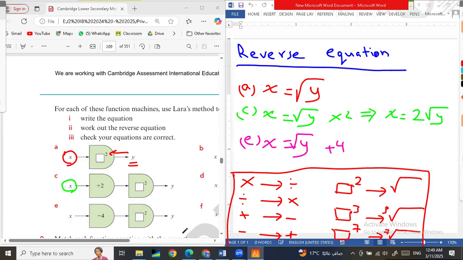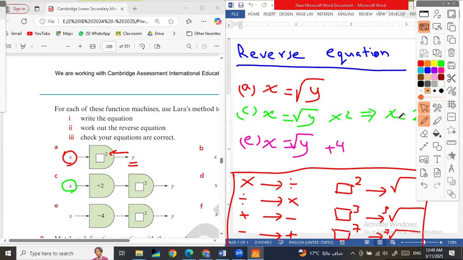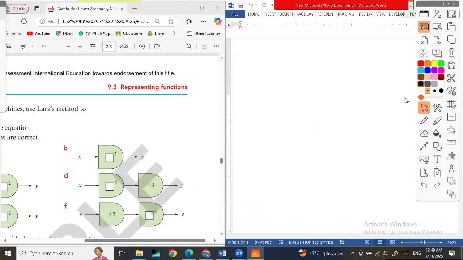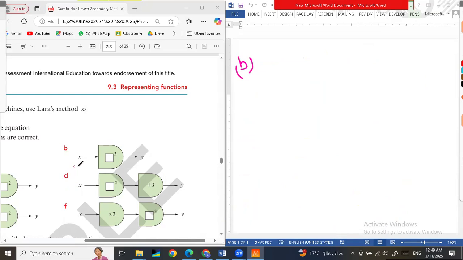Okay? I want actually to answer a few more questions. So let's go to the right side over here and remove everything. Question B. I'm going to write the equation and the reverse equation. The equation, I want to find y. So y equals, I start with the x and do what to it? Cube it, so x cubed.